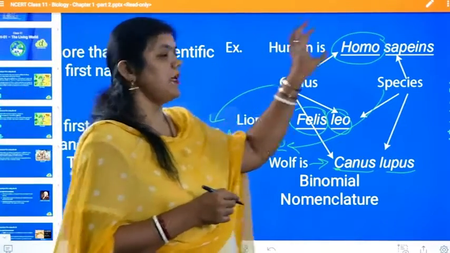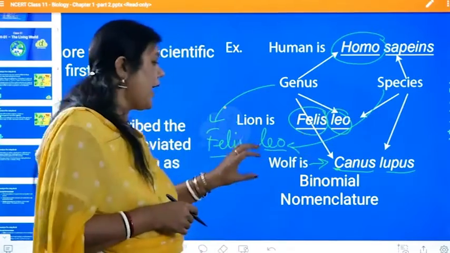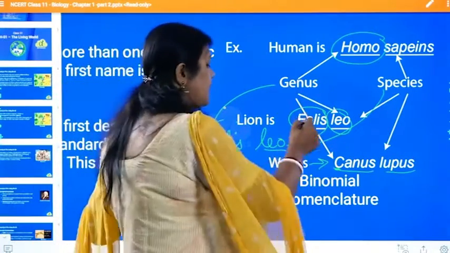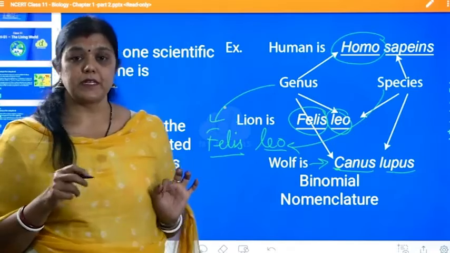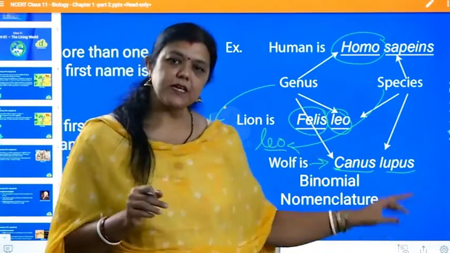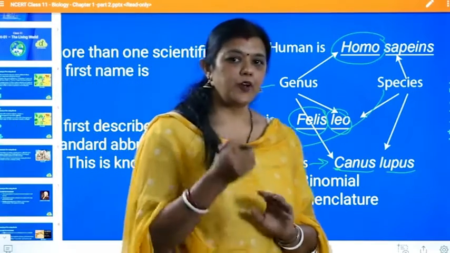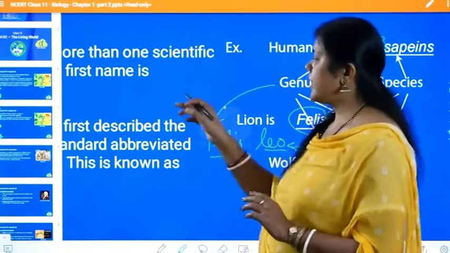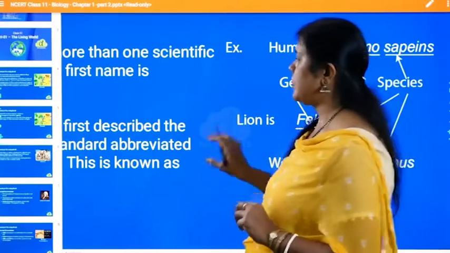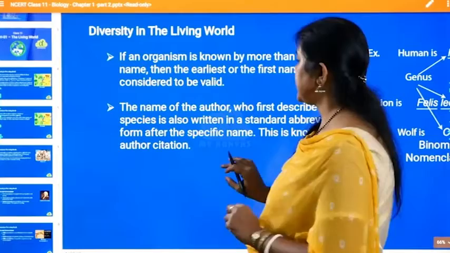Okay. So the human name is Homo sapiens, then the lion name is Felis leo, and the wolf name is Canis lupus. The first ones, Homo, Felis and Canis, represent the genus name, and sapiens, leo and lupus represent the species name of that particular organism. I hope you got it till here, that we are talking about the scientific naming or nomenclature of a particular organism. Okay. Let us see what I have in the next slide.